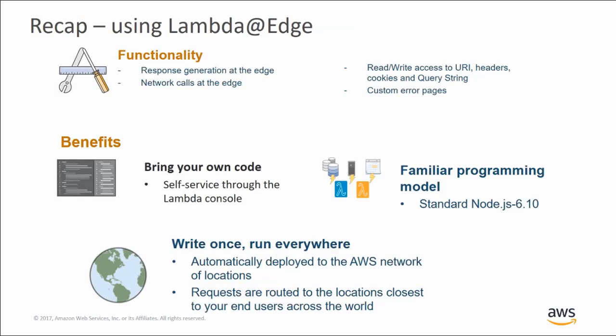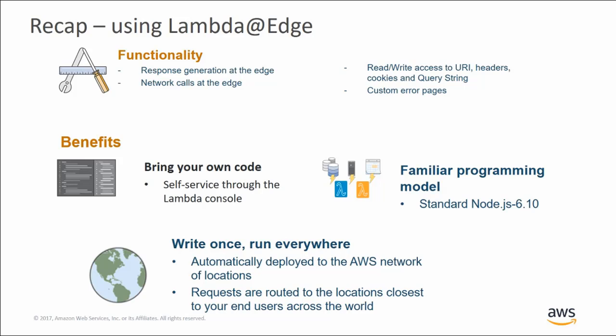To quickly recap, we looked at the various functionalities of Lambda at the edge, its ability to generate responses directly at the edge, its ability to make network calls, the access you get to various request properties in Lambda at the edge functions. Lambda at the edge provides you the same user experience as AWS Lambda, so you can bring your own code. Lambda at the edge today supports standard Node.js programming environment.